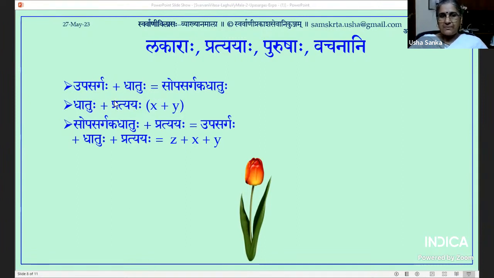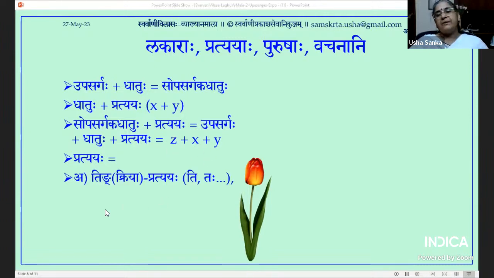Now we have Dhatu plus Pratyaya. In case of Dhatu, the Upasarga ka Dhatu comes. We have Upasarga added and we'll consider it as one block. So Z plus X, and plus Y. So the plus Y comes to the Z plus X complex. So I should put a bracket here actually.